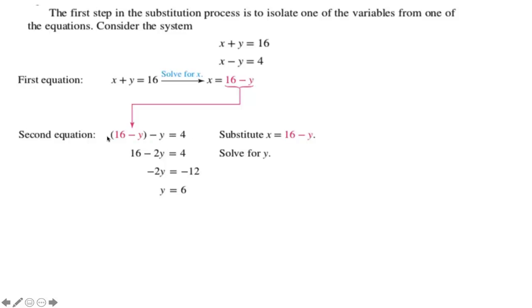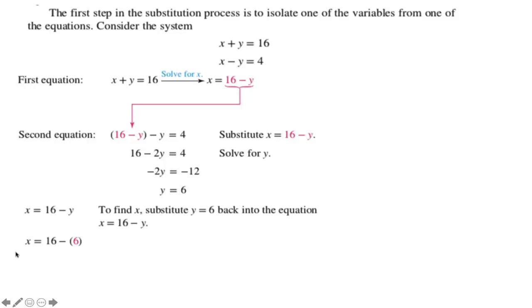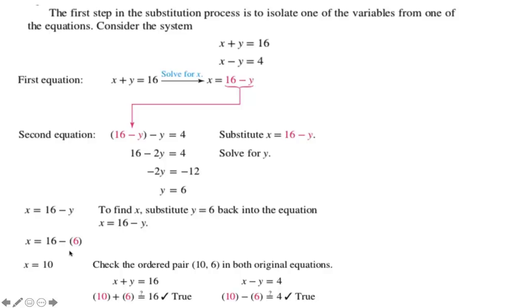Now I solve for y, because this equation has only one variable, the y variable. So combine the like terms, minus 2y, bring the 16 over, divide by -2, y is 6. Once you solve for y, you need to go back and solve for x. So I can take this y and substitute into this equation, in fact any equation really, to get the value of x. For example, if I plug y, which is 6, into this equation, I get x is 10. And so we can check that this is indeed a solution.